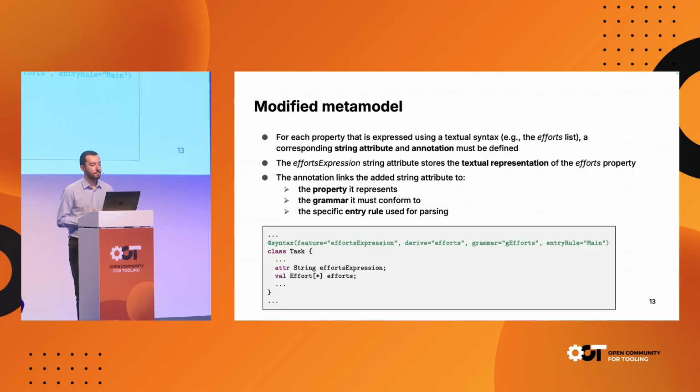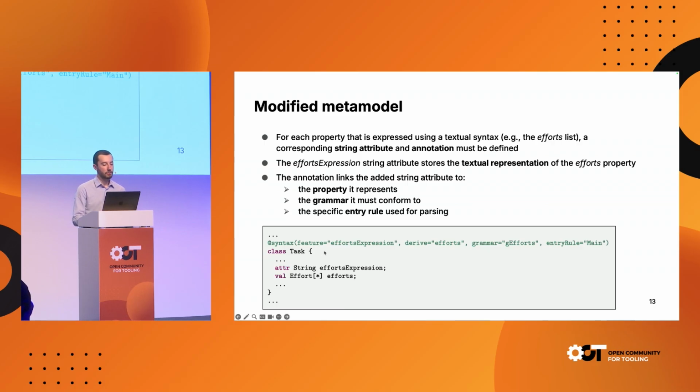Regarding the meta model, I said that the meta model must be modified, and here I'm showing what exactly would have to be modified for the meta model. You would define the meta model, and then you would decide which parts are represented textually. After doing that, for each property that is expressed with a textual syntax, for instance, in this case, just the efforts, you would add a corresponding string attribute and an annotation.